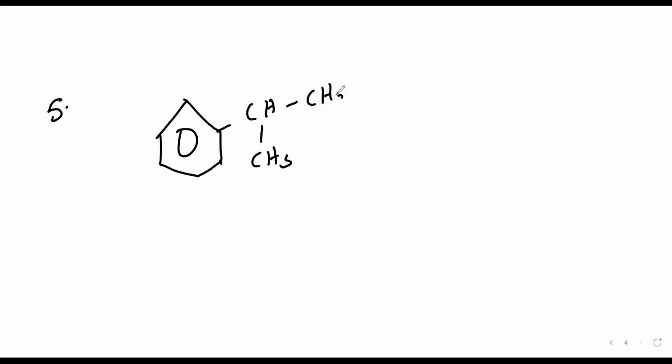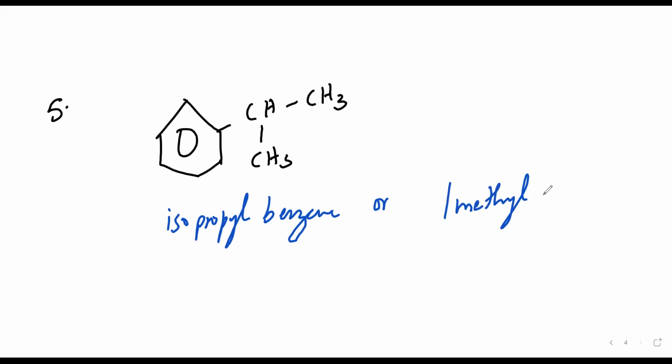For the fifth question here. So this is basically what? My isopropyl benzene. This is basically my isopropyl benzene, or if I want to number it, I can write what? 1-methyl-ethyl-benzene, or cumene. So I look at these things in the option.